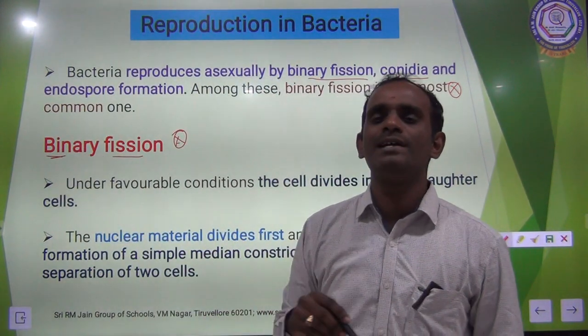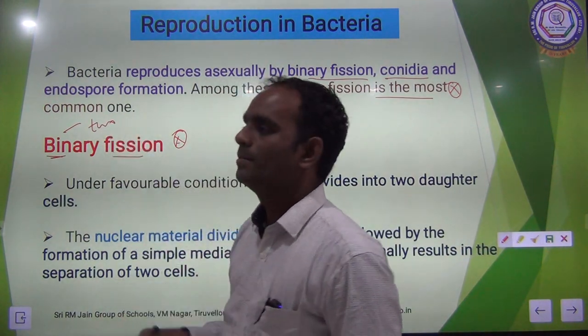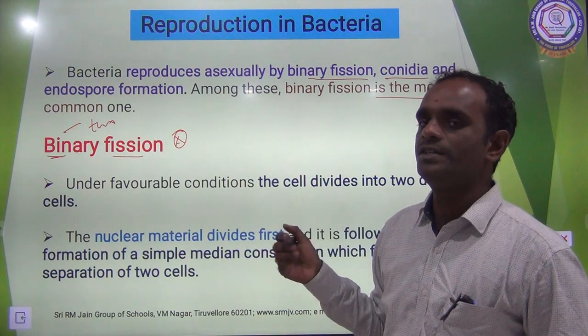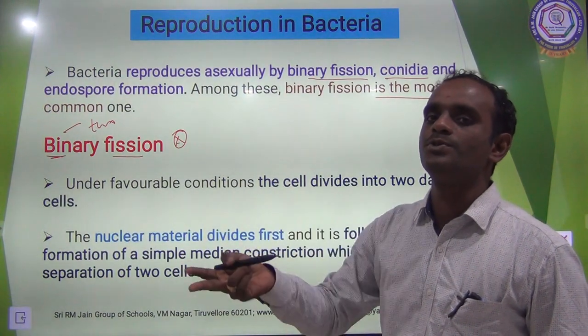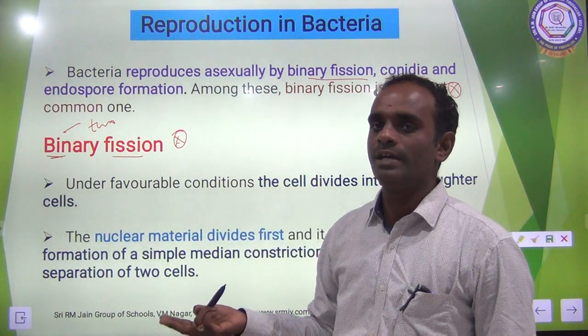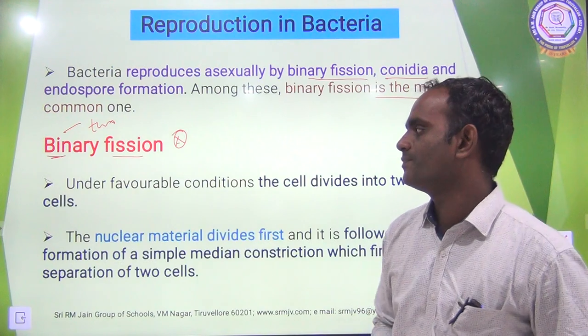Bi, what is the meaning of bi, children? Bi means two. Very good, exactly. So binary fission means it divides into two. The mother bacteria, the parent organism, divides into two. That is called binary fission.